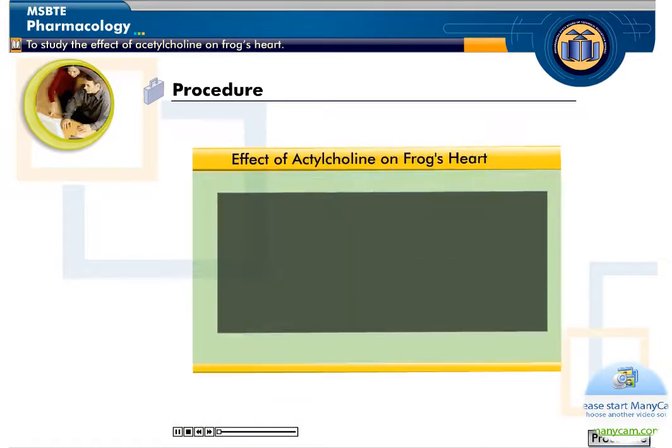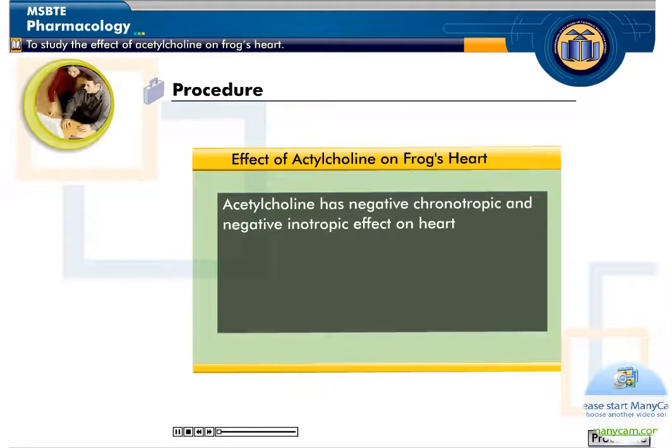From these observations, we can say that acetylcholine has negative chronotropic and negative inotropic effect on heart. Thus, cholinergics find application in tachycardia.